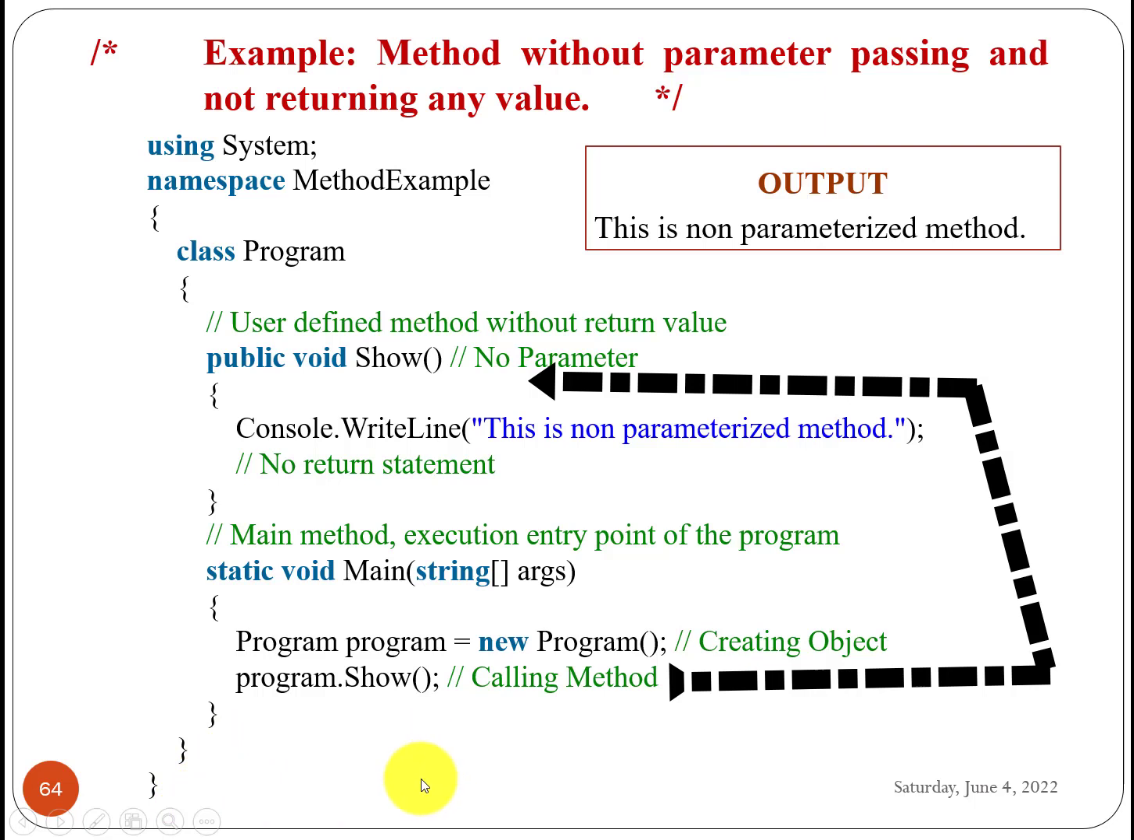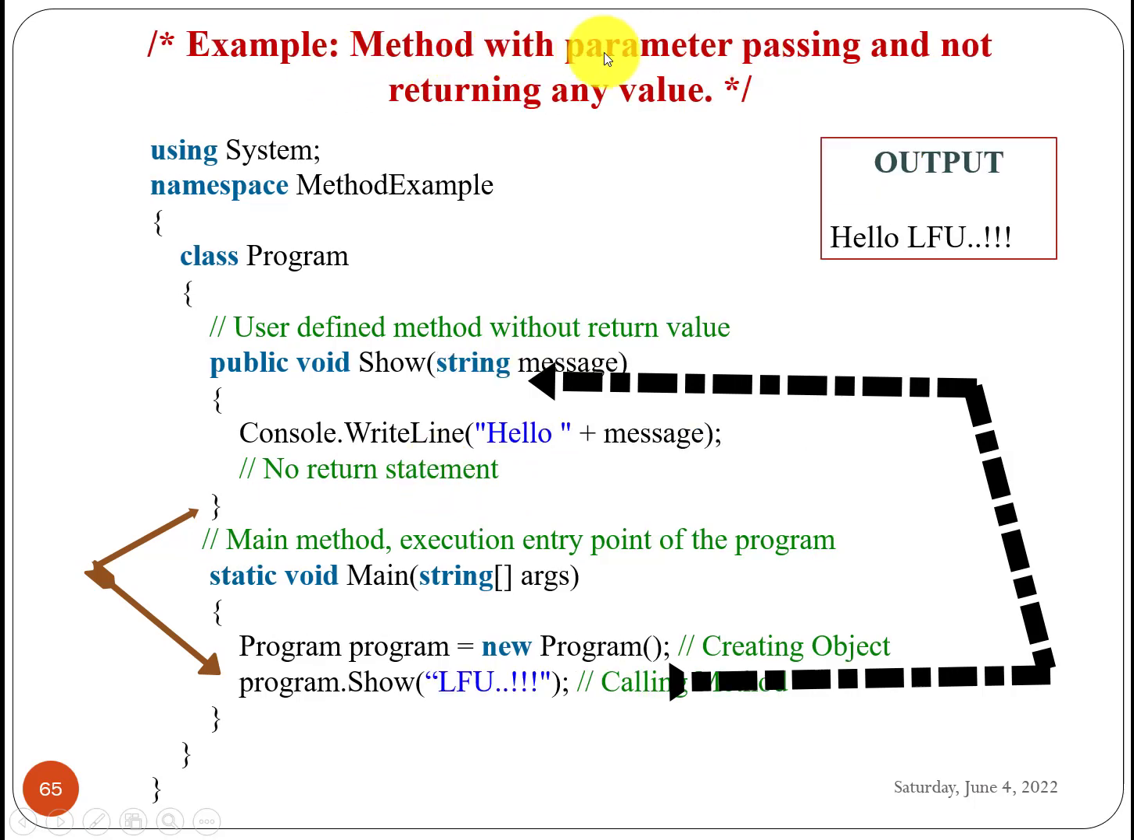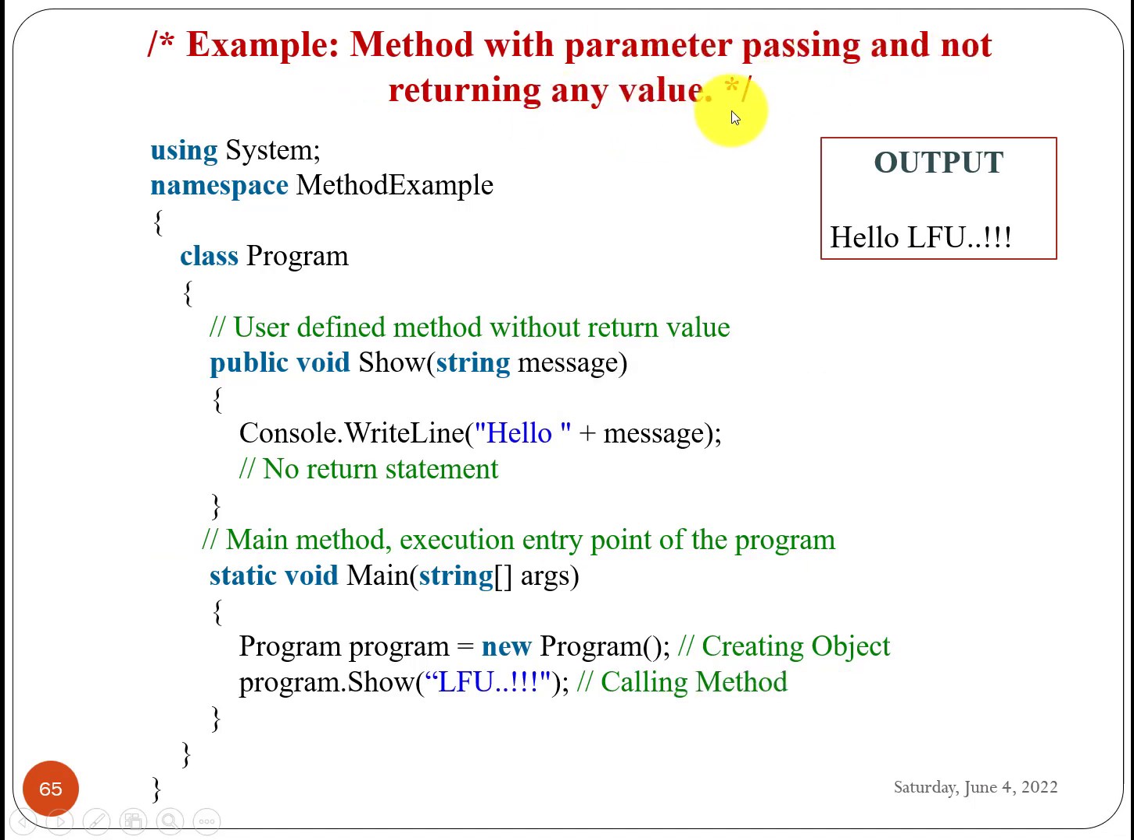So what is it? It is a method without parameter passing, non-returning value. So no parameter passing means we are not passing any argument here. And non-returning value means a void type, not returning any value, no return statement we are writing here. Now see the second example, method with parameter passing. So here we are passing a parameter, not returning any value. So value is not going to be returned, but parameter we are going to pass.